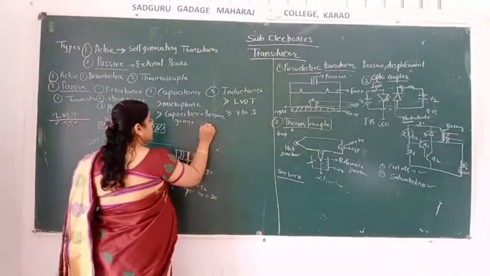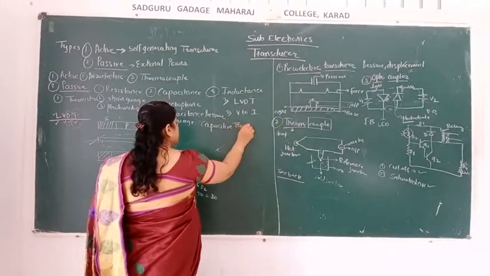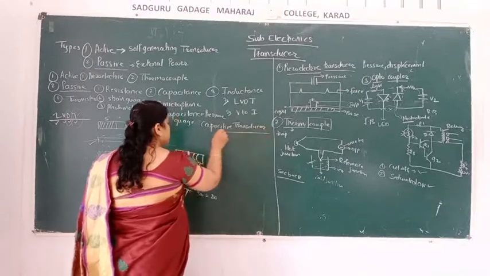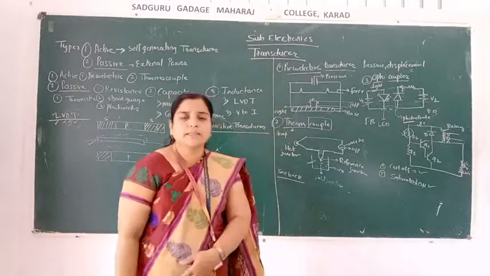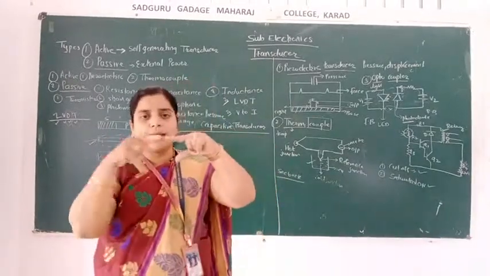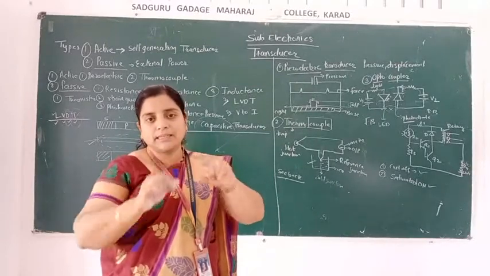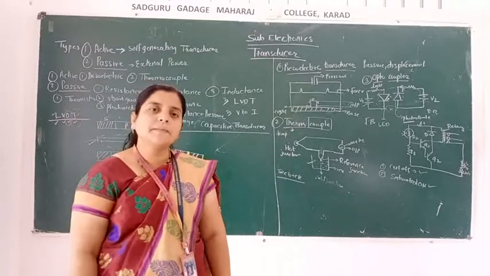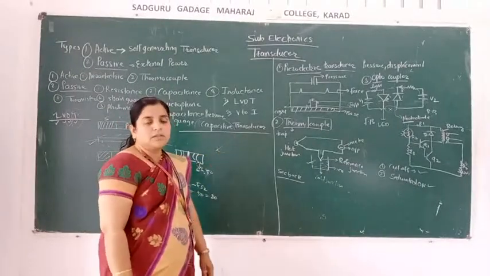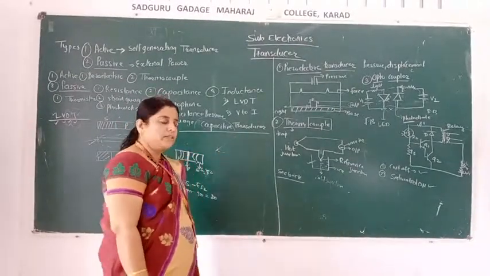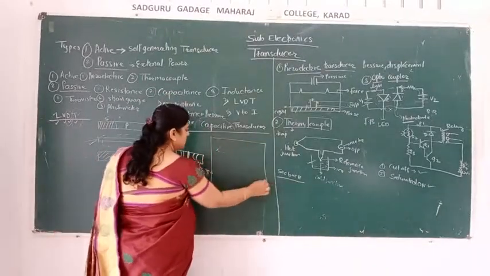Last is our capacitive transducer. In a capacitive transducer, what happens? You know the meaning of the capacitor, isn't it? A capacitor is nothing but two parallel plates separated by a dielectric material. Dielectric material means which type of material? Insulating material. A transducer is nothing but something which converts one form of energy to another form.